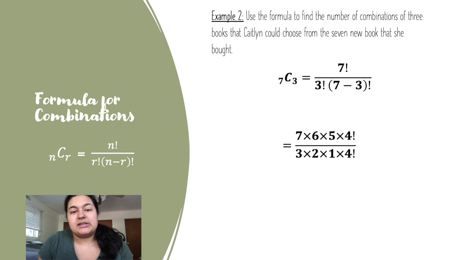And then let's see, what else can we cancel? We have 3 times 2 times 1 on the bottom, which is 6. We also have that 6 on top, and I wish I could have some sort of animation to cross that out. I'll figure that out next time. And then we are left with 7 times 5 over 1 on the bottom. 7 times 5 is just 35.